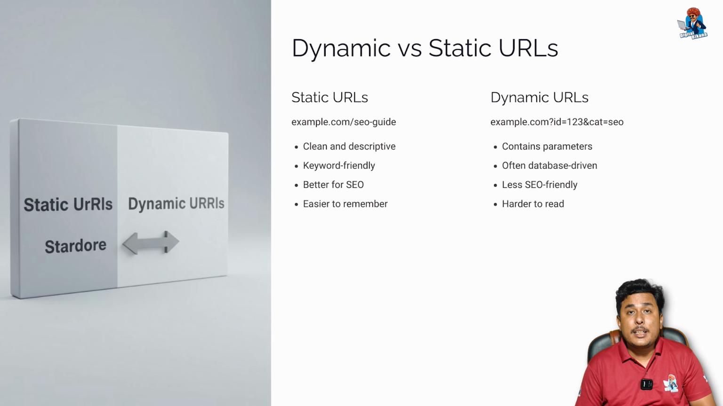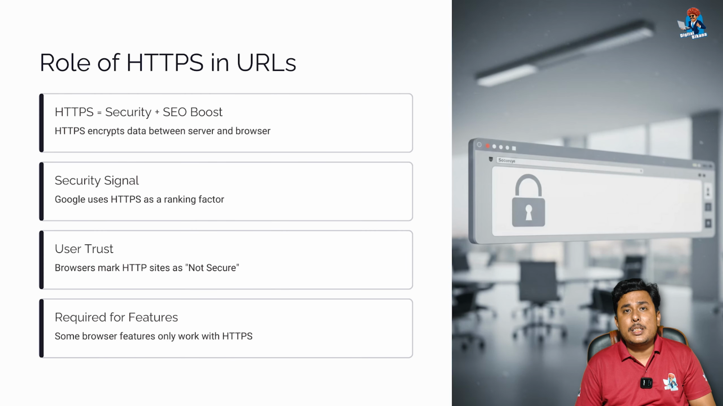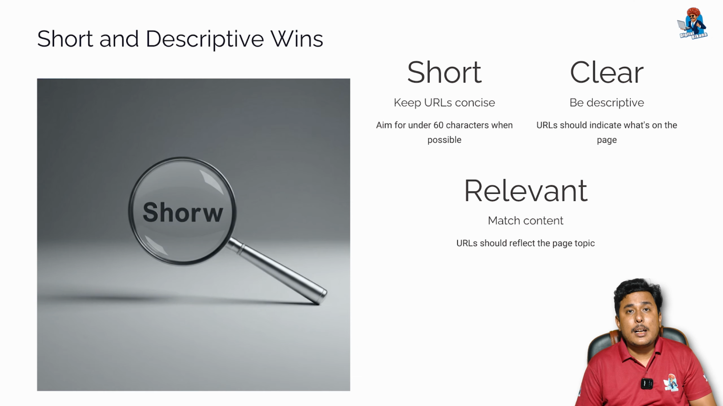Static URLs stay the same and are easy to read. Dynamic URLs change based on parameters. Static URLs are generally better for SEO. Using HTTPS in your URL means your site is secure, which is a Google ranking factor and builds user trust. The best URLs are short, descriptive, and tell both users and Google what to expect before clicking.